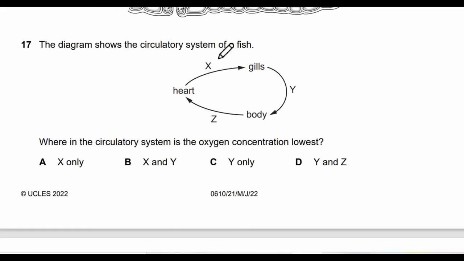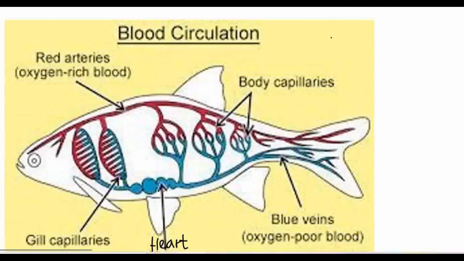The diagram shows a circulatory system of a fish, heart, gills, and body. Where in the circulatory system is the oxygen concentration the lowest? Gills are for filtering the blood. So this is the blood circulation of fish. This is the gills capillary. The blood that leaves the gills is rich in oxygen, and it's supplied to the whole body. And from the whole body, the blue is vein, oxygen-poor blood goes back to the heart, and from the heart the gases are exchanged in the gills. So gills are for gas exchange in fish.